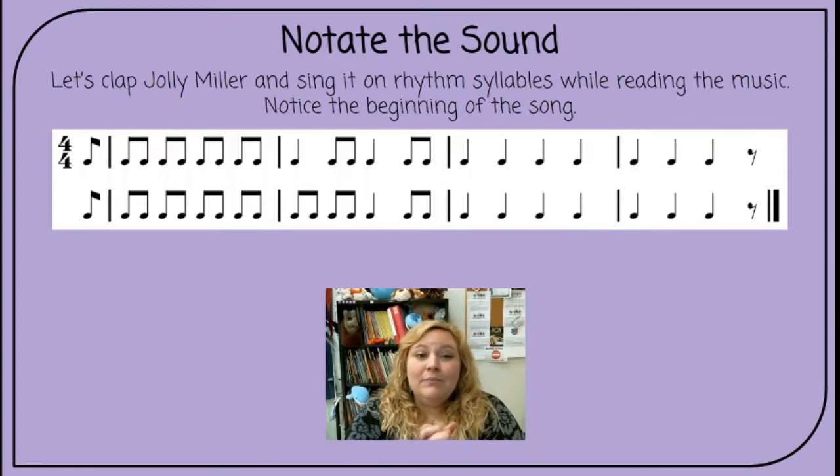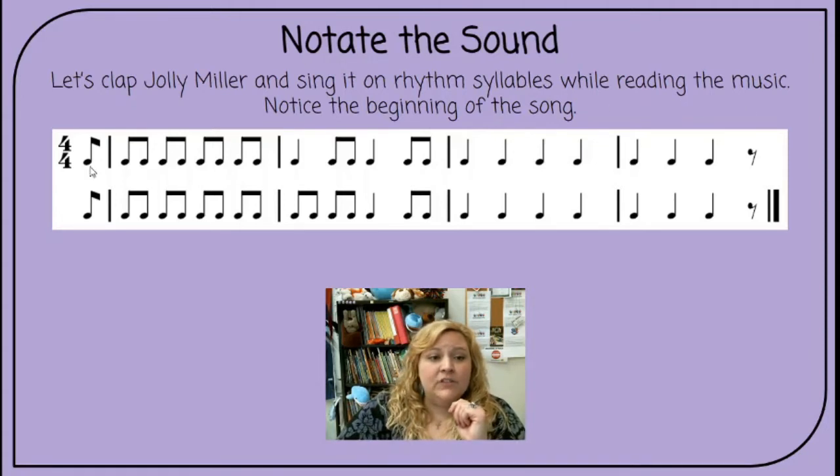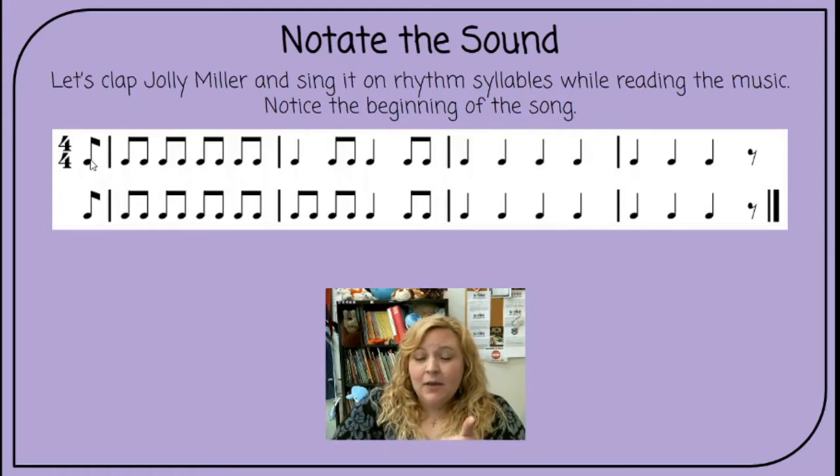Let's clap Jolly Miller and sing it on rhythm syllables while reading the music. Notice the beginning of the song. I'm going to come point it out to you. This is not ta because there's no D after it. This is actually D because the upbeat comes at the beginning of the song. So remember, we start the song on D, ta, di, ta, di, ta, di, ta, di.